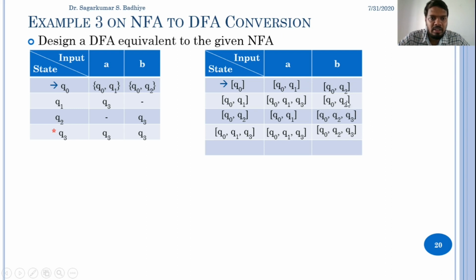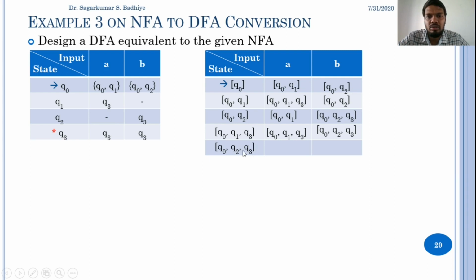So now the next state which is not available in the present state column from the next state column is: Q0 Q1 is there, Q0 Q2 is there, Q0 Q1 Q3 is there, Q0 Q2 is there, Q0 Q1 is there, Q0 Q2 Q3 is not there. So the next state will be Q0 Q2 Q3.